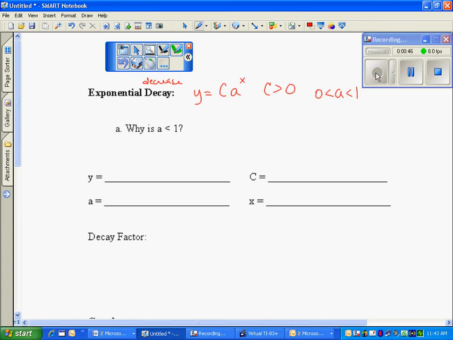Why does a have to be less than 1? Well, if we look at numbers that are less than 1 but greater than 0, they're going to be fractions. For example, if I said a is 1/2 or 5/10, that means I'm going to have half less. I'm not going to keep everything. When I multiply by half, my number goes down. It decreases.